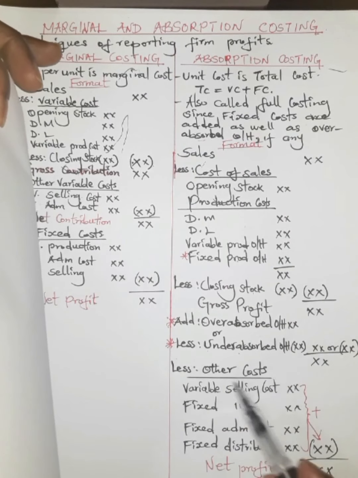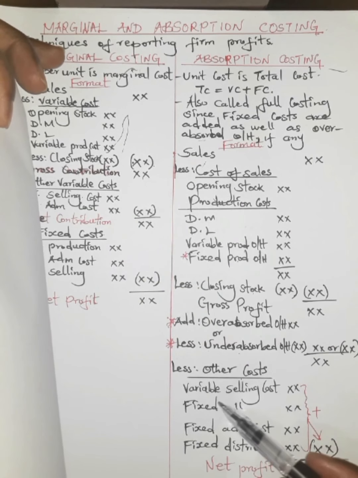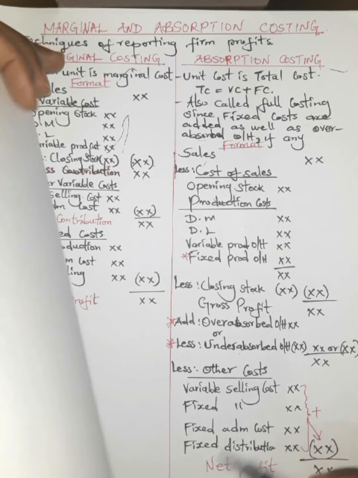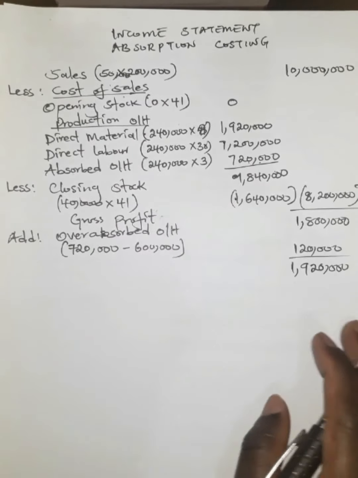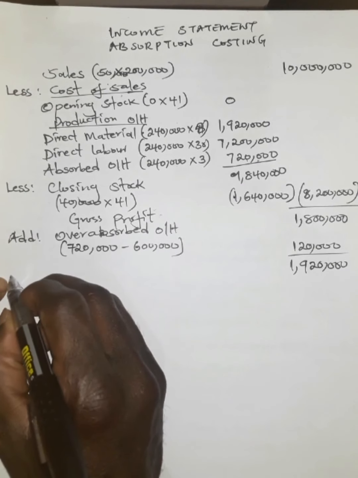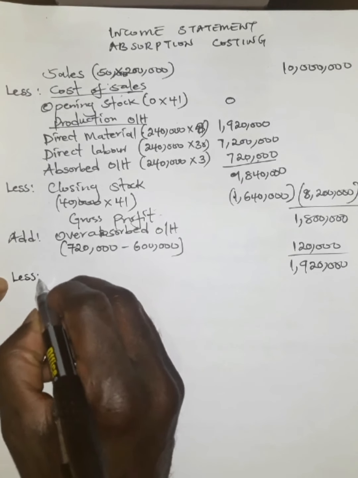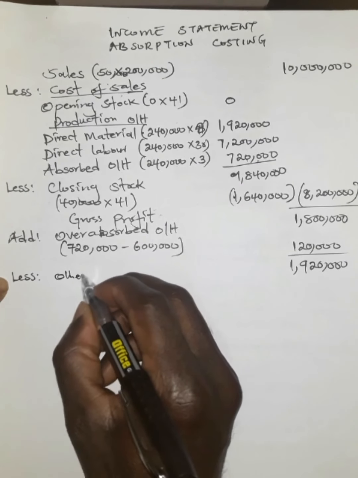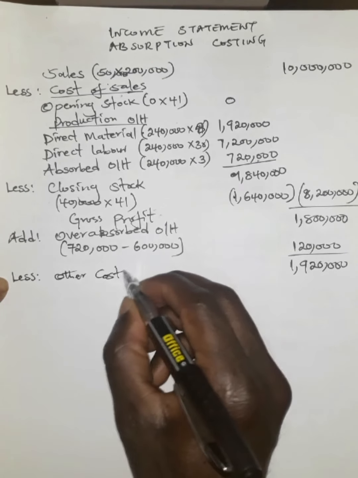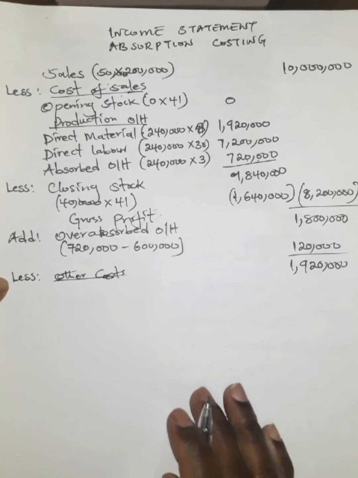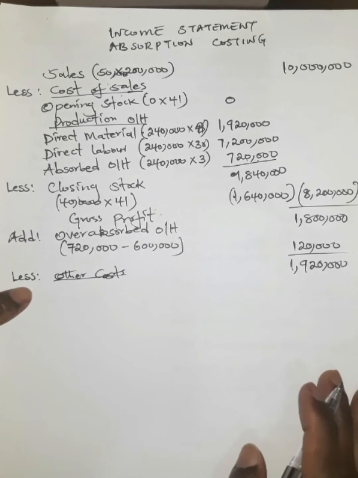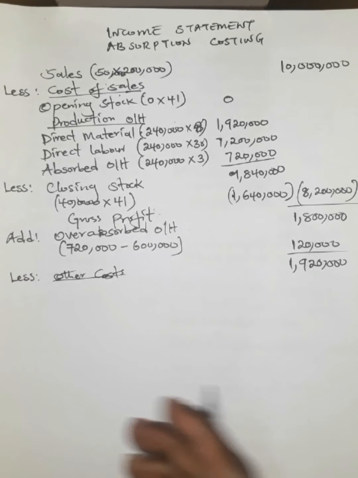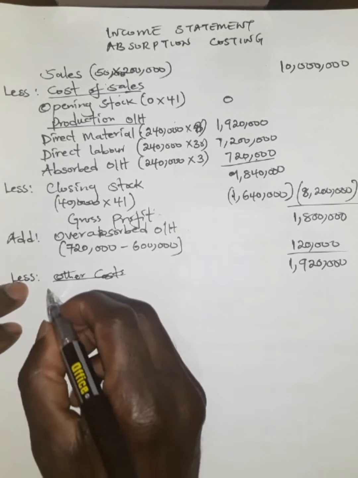After that, we less other costs. Other costs should be variable selling cost and fixed cost. So when we go ahead and try to less other costs, I'm talking about the variable cost and the fixed cost combined. The first one we have is the variable selling cost.